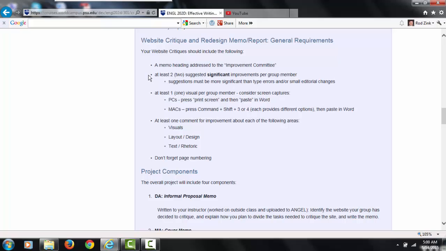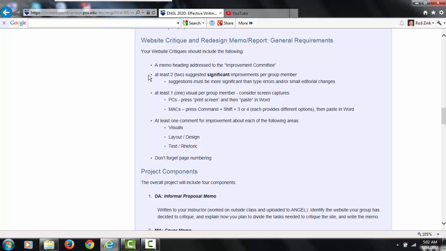The first 2 categories are requirements per group member. You will see that each group member is required to provide 2 significant suggestions for improvement and 1 visual. The next requirement is for the entire assignment. There should be at least one comment included in the whole assignment about visuals per group member, one about page layout and design per group member, and one regarding a textual or rhetorical issue per group member.